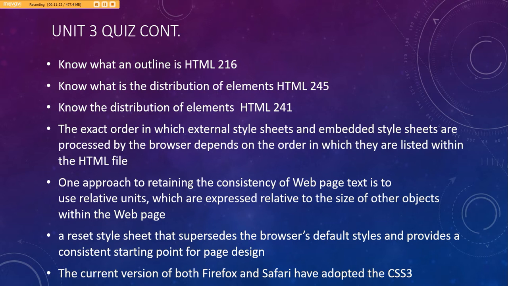The exact order in which external style sheets and embedded style sheets are processed by the browser depends on the order in which they are listed within the HTML file. One approach to retaining the consistency of web page text is to use relative units, which are expressed relative to the size of other objects within the web page. A reset style sheet supersedes the browser's default styles and provides a consistent starting point for page design.